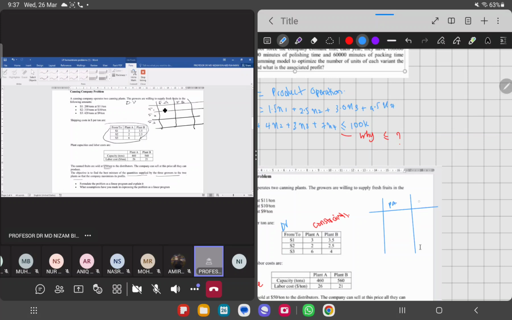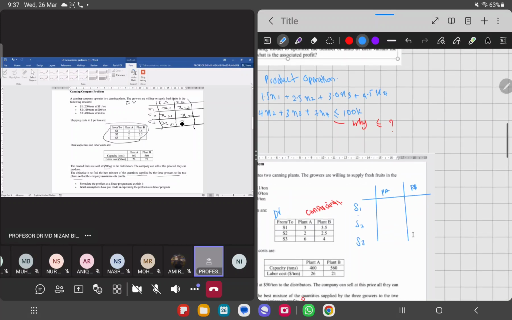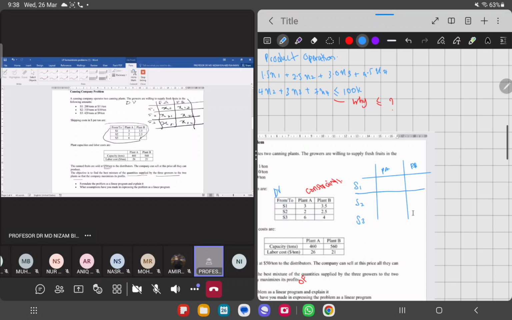So my decision variables will be X11, X12, X21, X22, X31, X32. So I have 6 decision variables to decide, right?